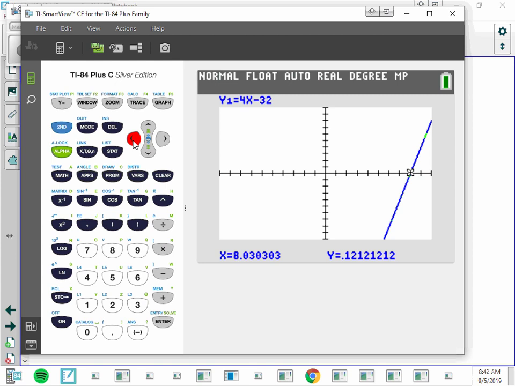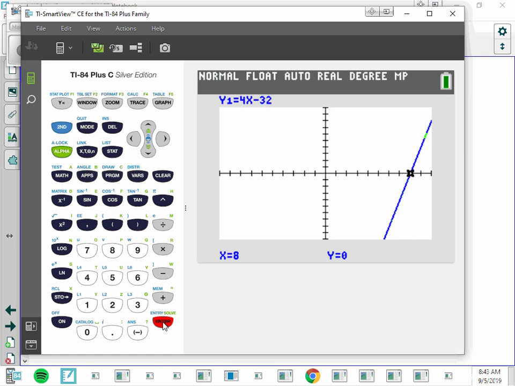Okay? But the trace button will help. If you think you know what the answer is, then push trace and type in the number you think it is. It looks like it hits at 8. So I type in the number 8, and it tells me 8, 0. Is 8 the root? Yes. So that's the fastest way to find the roots. Push trace, type in the number you think it is. If the y value is 0, then the answer is yes.